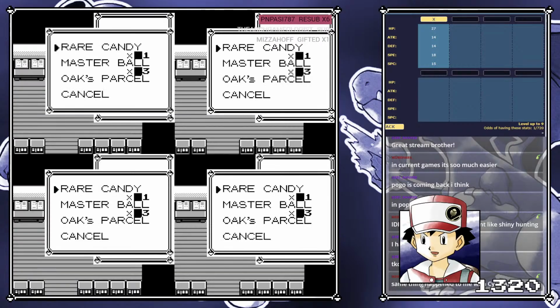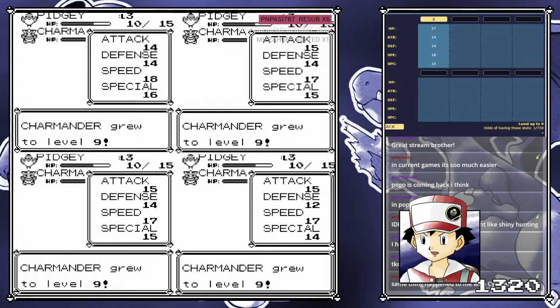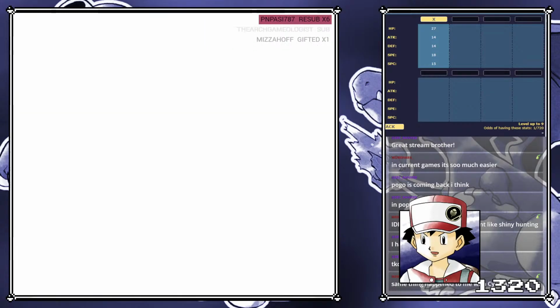Is this it? Is this it, ladies and gentlemen? Is this the shiny? 27 HP, check. 14, 14, 18. Nope. It needs to be 18, 15. Okay. Well, you know, worth a shot.